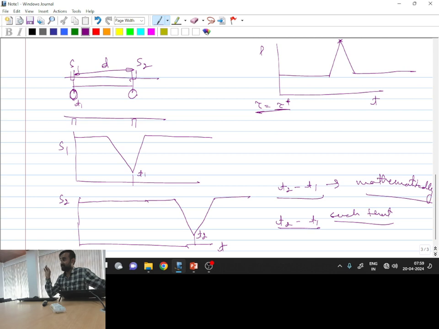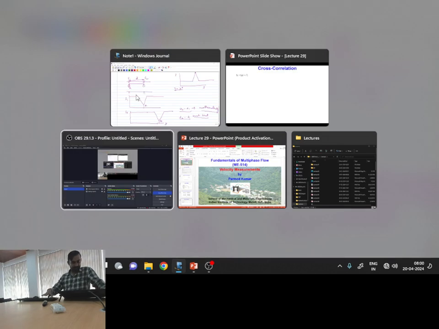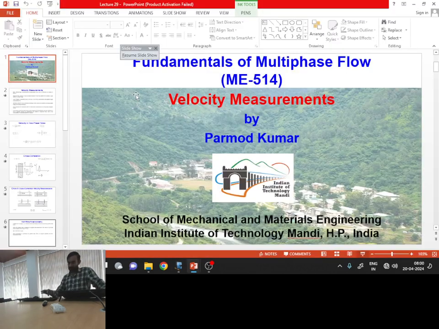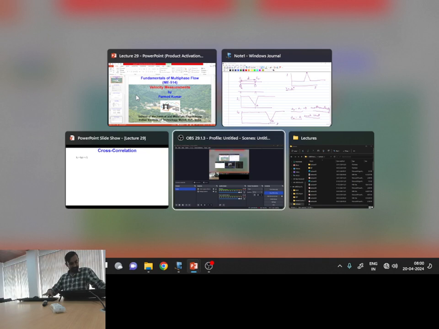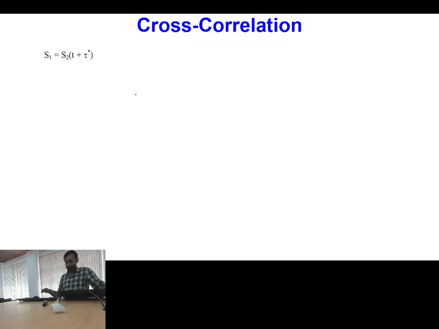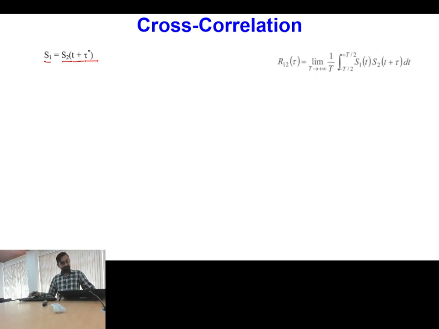This seems very easy at the moment, but whenever you employ it practically, there are many challenges with that. So let's try to discuss what the challenges are. Say my signal is such that S1(t) is equal to S2(t plus tau star). So tau star is the phase which shows the self-similar behavior of the signal.